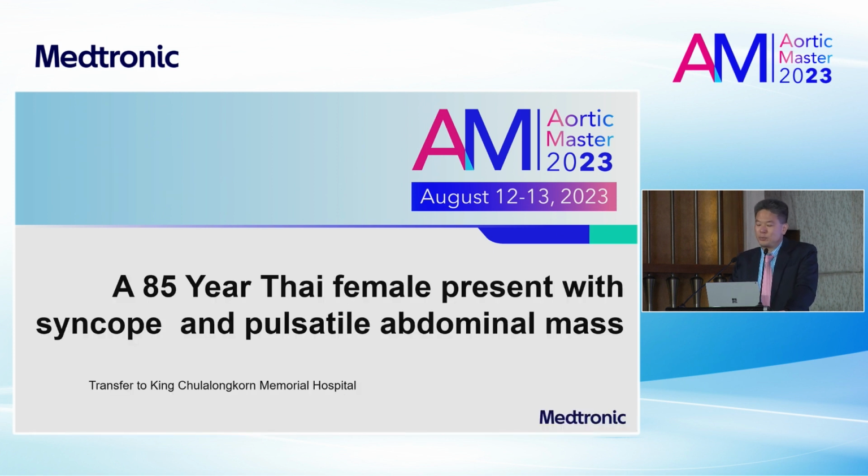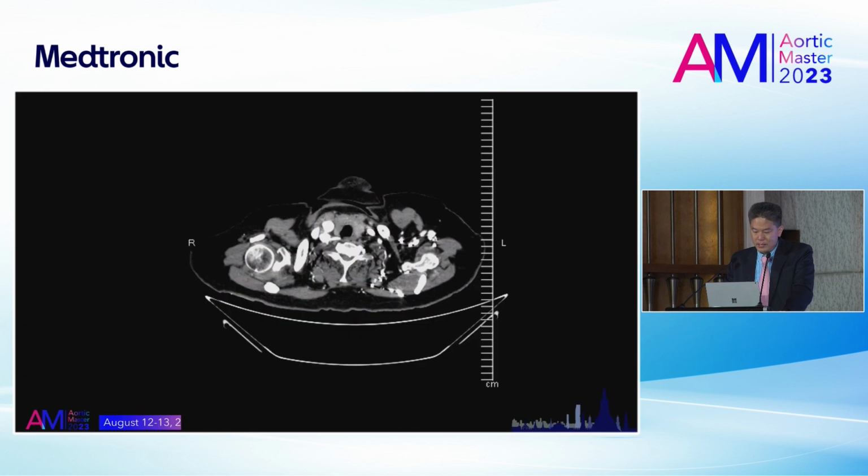Like this case that I'm going to present: an 85-year-old Thai female patient with a known aneurysm for many years, but lost to follow-up. She came to the emergency department of an outside hospital with syncope and a pulsatile abdominal mass. They did a CT scan and found that she had a ruptured aneurysm.